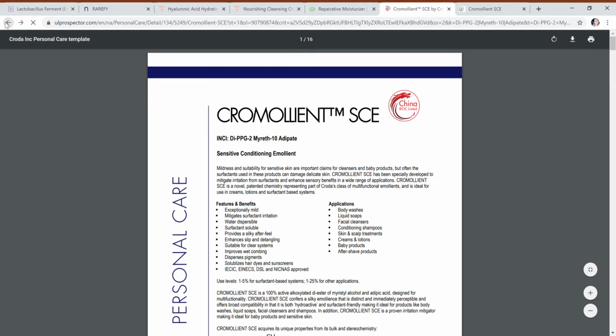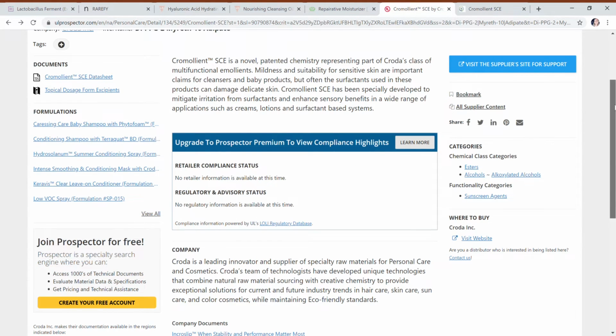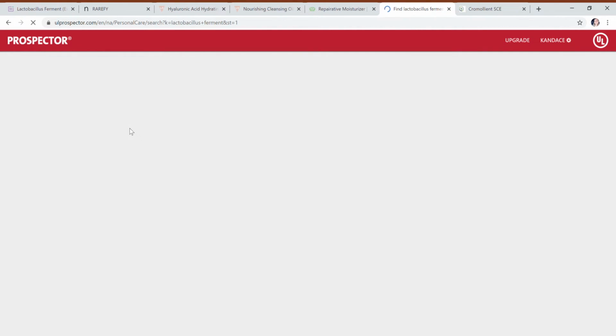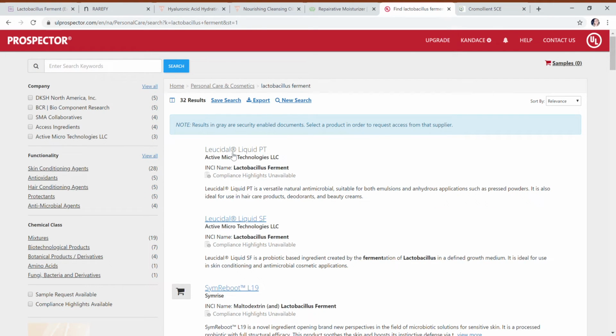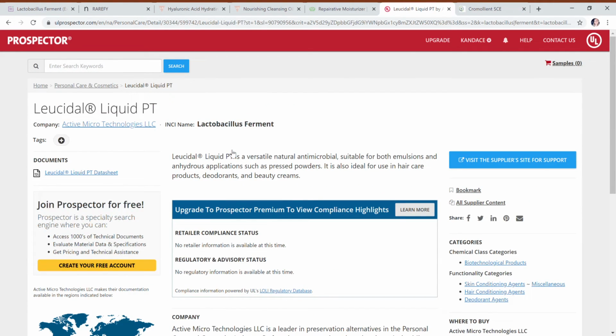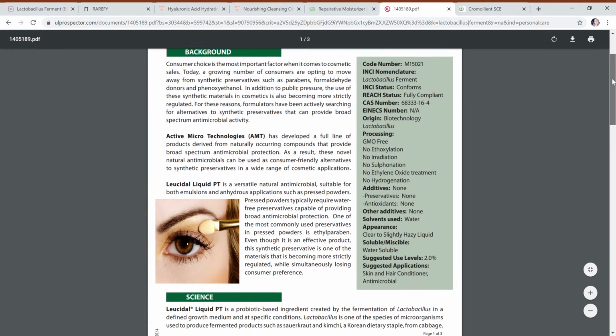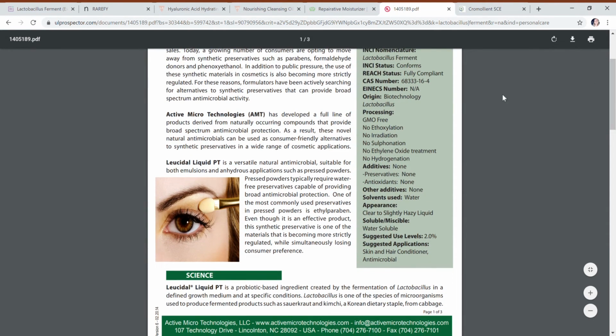We're going to put that into UL Prospector. Here we go. This is known as Lucidal Liquid PT. And it's giving a lot of information about it. It's saying it's GMO free, and then it's free of these chemicals here. And then the suggested use level is at 2%.